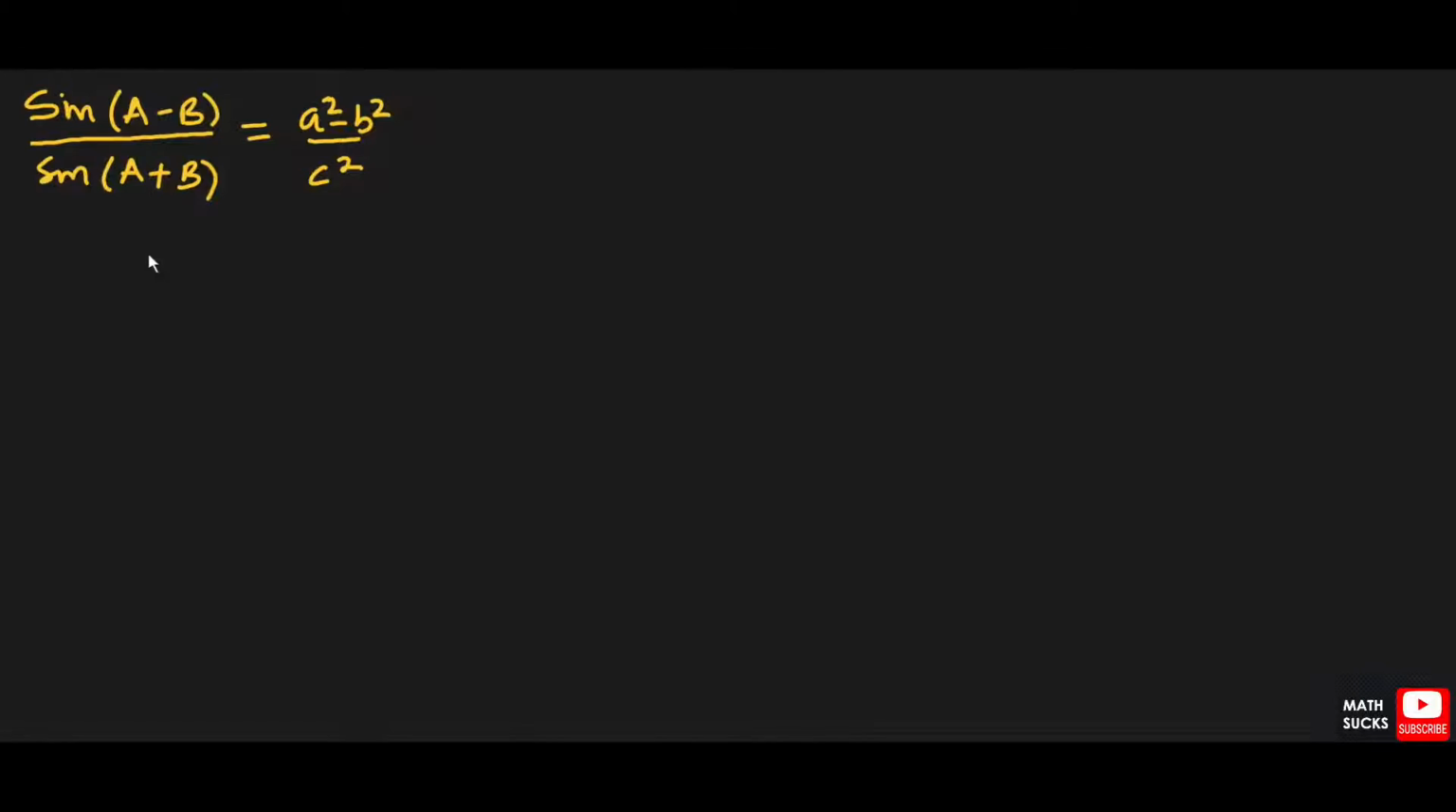In this problem, I'll show you how to verify or prove that sine of (a minus b) over sine of (a plus b) is equal to (a squared minus b squared) over c squared.